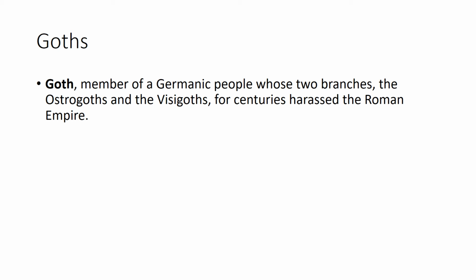Now, you may have heard this word before, Goth. It is not referring to somebody and their attire being dressed all in black. These were a group of people, members of the Germanic people, who had two branches. You had the Ostrogoths and the Visigoths. Remember, this is ancient history. Okay, this is a long time ago. The Ostrogoths and the Visigoths harassed the Roman Empire. They were kind of like a thorn in their side.